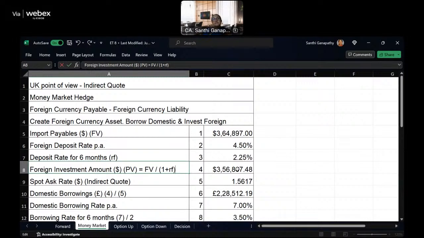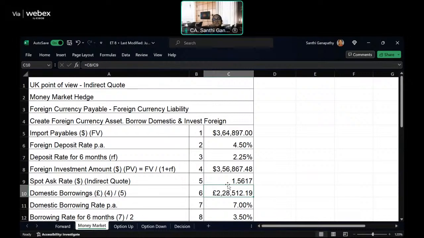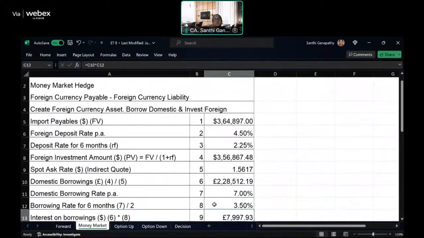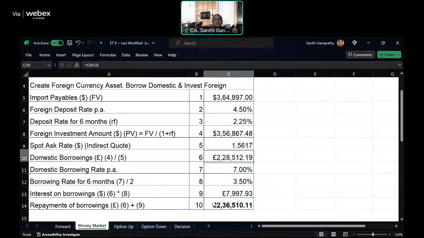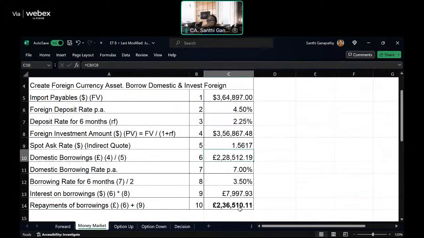So if you have to deposit 356,867, how much should you borrow? Because what you borrow, you will convert at the spot rate. So consider the spot rate to decide. Then see what is the domestic borrowing rate, interest. So what is the repayment? Now we already have a forward. What is the amount? 236,102. For money market, 236,510. Then option we have to see.